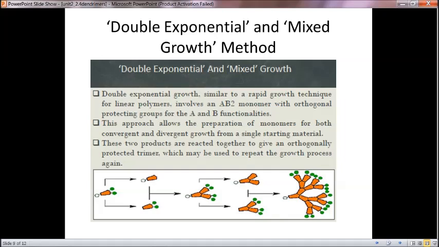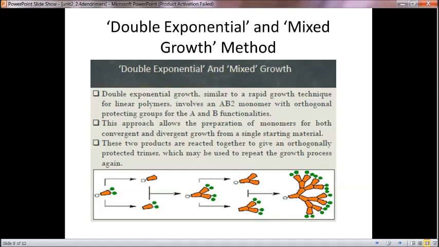This approach allows the preparation of monomers for both convergent and divergent growth from a single starting material. Both convergent and divergent growth are done and then reacted together to give an orthogonally protected trimer, which may be used to repeat the growth process again and again to have more surface elements. This is the double exponential and mixed growth method.